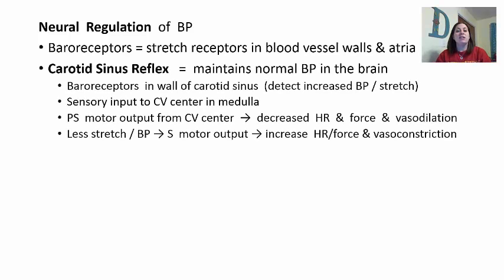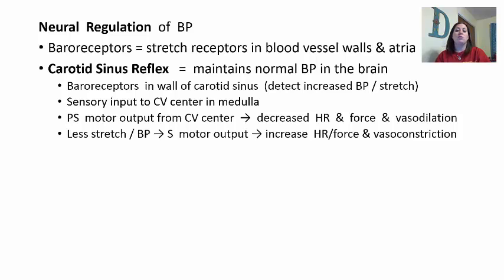There is what we call the carotid sinus reflex. This is to maintain normal blood pressure to your brain, and it's located right here in your carotids. This is also where you check your heart rate. That area has those baroreceptors, and that's why you can feel it with each heartbeat, as the pressure comes through.